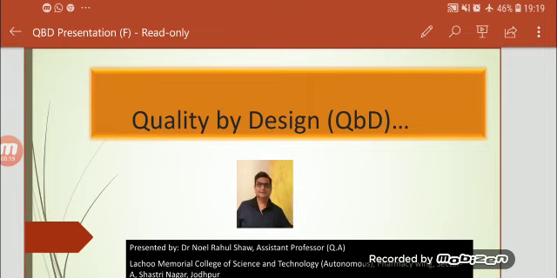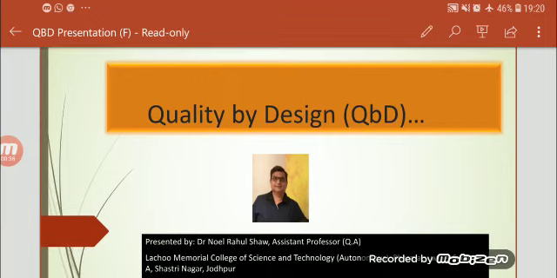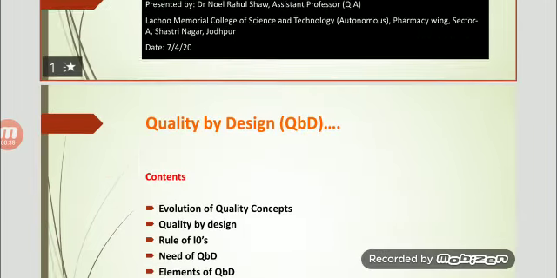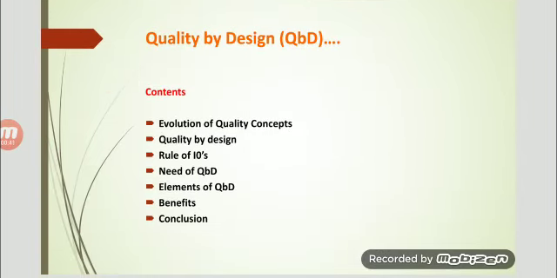Today I am going to give you a brief overview of a topic, quality by design, which is popularly known as QbD. These slides are being prepared for semester 6 students. The contents of my presentation are evolution of quality concepts, what is quality by design, rule of tens, need of QbD, elements of QbD, benefits of QbD, and the concluding part.